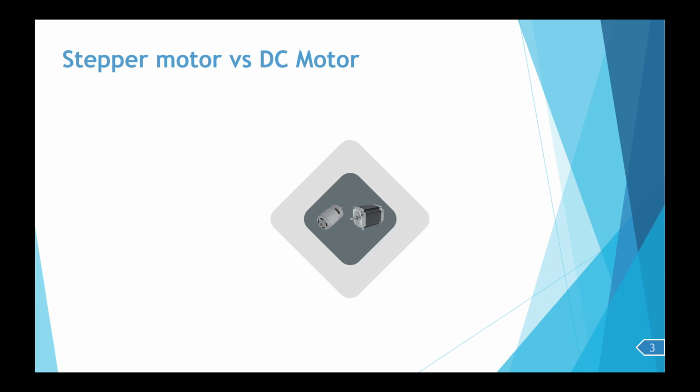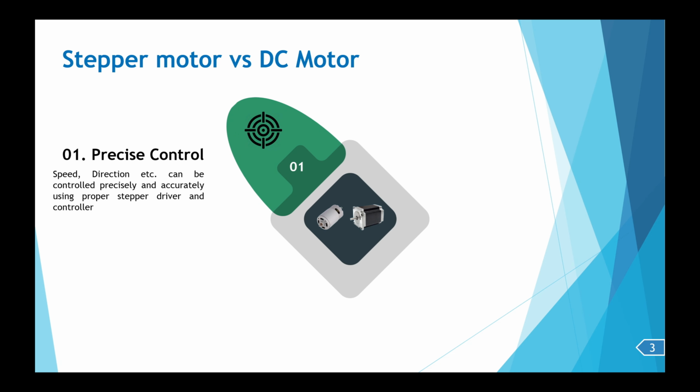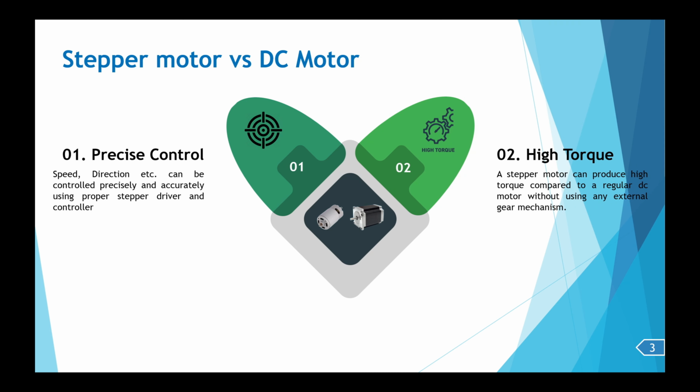Now to answer these questions, I have compared the stepper motor with the DC motor. The stepper motor has a few advantages over a DC motor, like precise control. That means the speed, direction, and every parameter can be controlled very precisely. The second one is high torque. From a DC motor you can achieve high torque but not directly. It is only possible by means of a gear mechanism, whereas in the case of a stepper motor, you can directly achieve high torque compared to a same-specification DC motor.